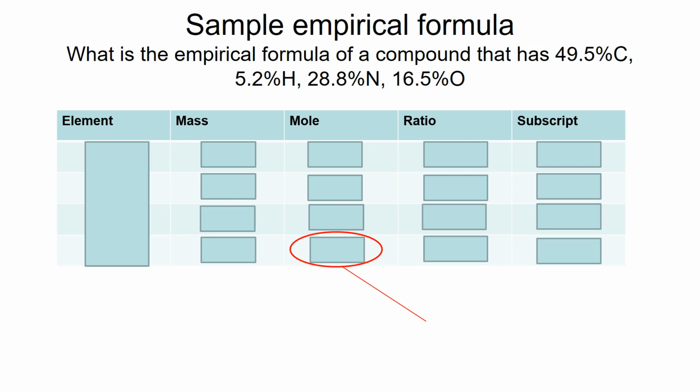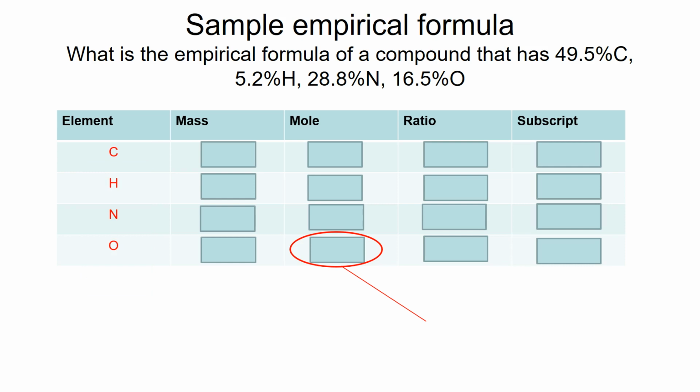So if I had a problem that showed up on Active, or on a homework sheet, and it was stated like this: what is the empirical formula of a compound that has 49.5% carbon, 5.2% hydrogen, 28.8% nitrogen, and 16.5% oxygen? The first thing I would do is list out the elements involved. So I have carbon, hydrogen, nitrogen, and oxygen available.